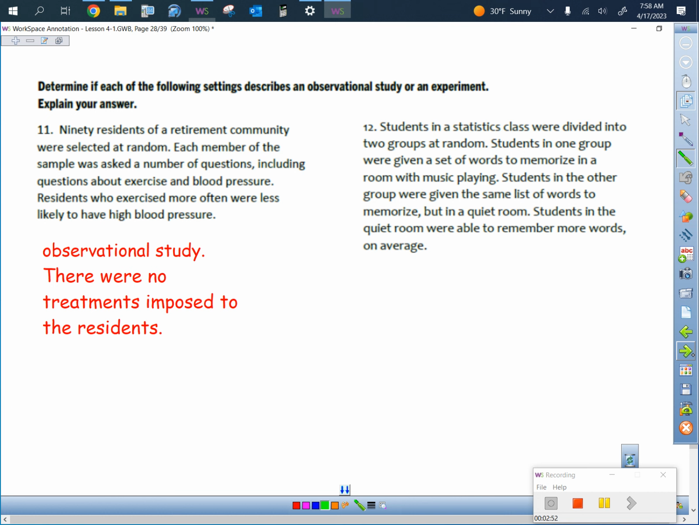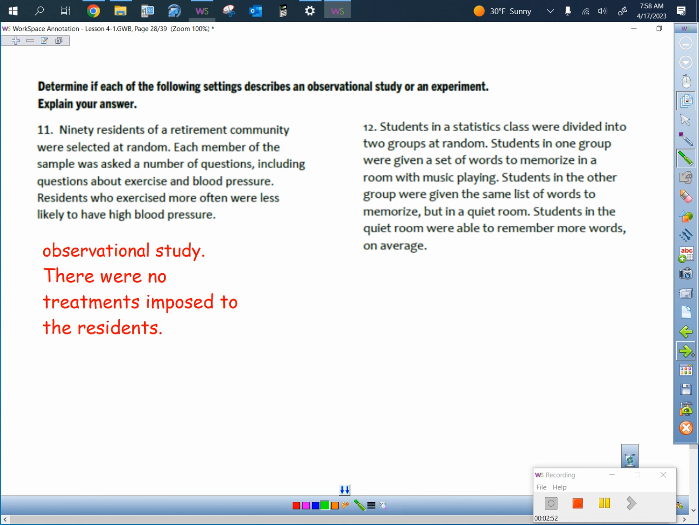Let's see about this next one. Students in a stats class were divided into 2 groups. One group was given a set of words to memorize in a room with music playing. Students in the other group were given the same list of words to memorize, but in a quiet room. You see how they set up 2 scenarios there? They're supposed to study the same set of words. One time they got music, one time it's quiet. That's called a treatment, right? They're treating students differently from one group to the other. That's why it's called a treatment.